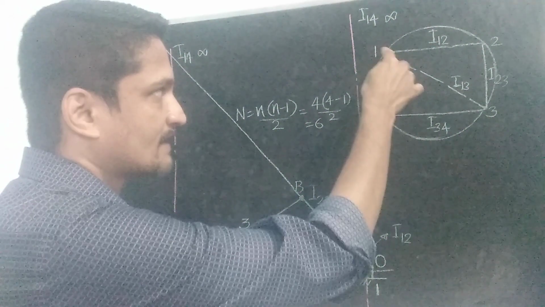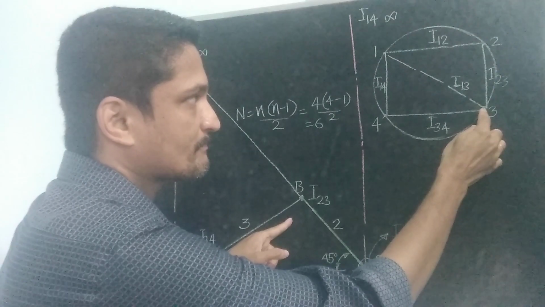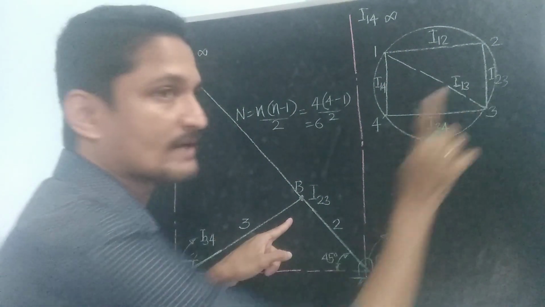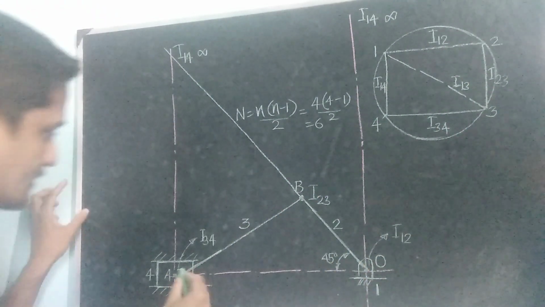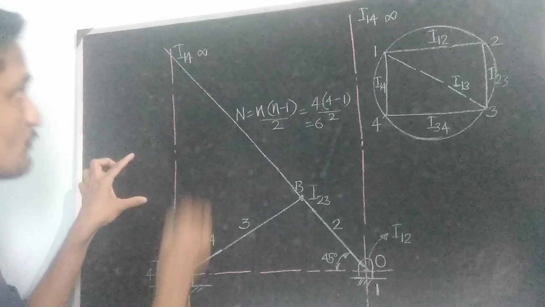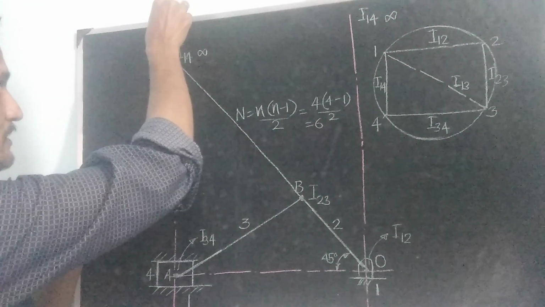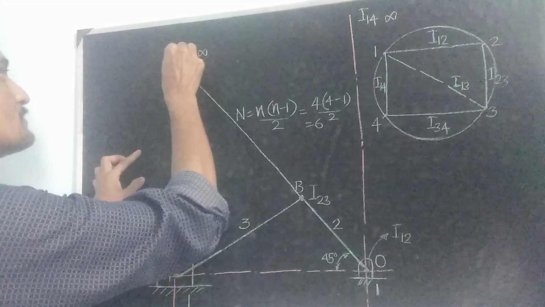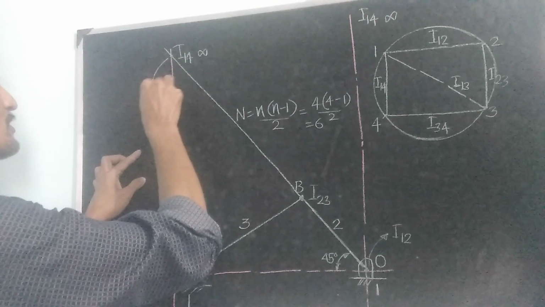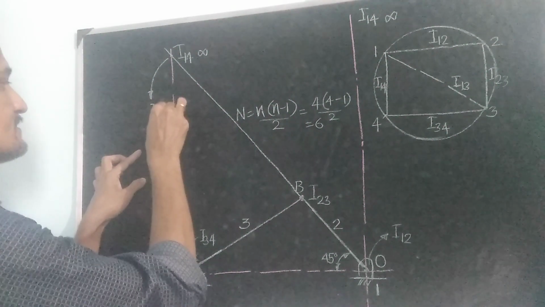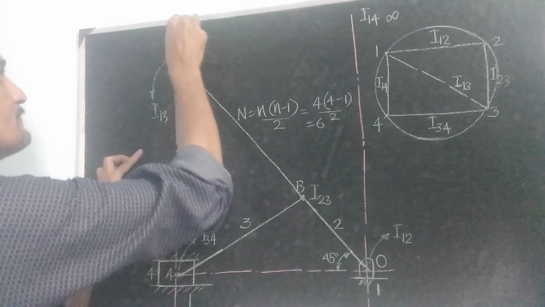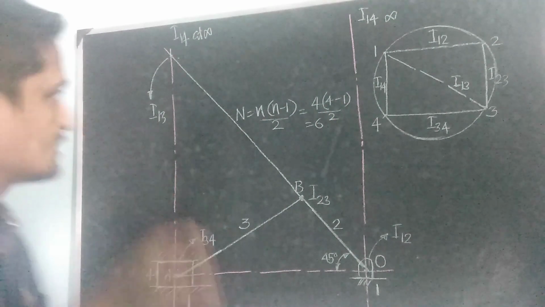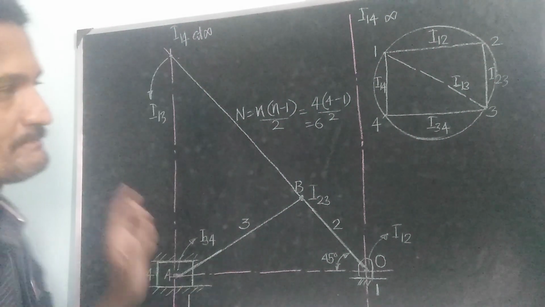Then the second condition is that I14, I34 and I13 must be on the same straight line. I34 is this particular point, I14 is at infinity along this particular line, and I13 must be on the same straight line. That means this particular point must be I13. I14 is at infinity, then this meeting point will become I13.